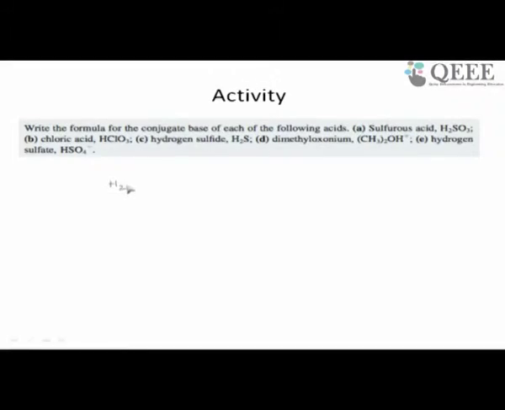So first is H2SO3. It's very simple. You just write it like this. This is H plus, because it's an acid. You can write the conjugate HSO3 minus. This is the conjugate base. The same thing you can write for chloric acid also, HClO3. Chloric acid is also a strong acid, so H plus plus ClO3 minus. So this is the conjugate base.